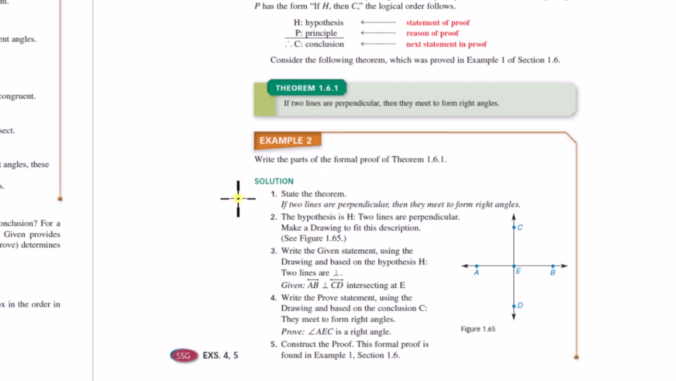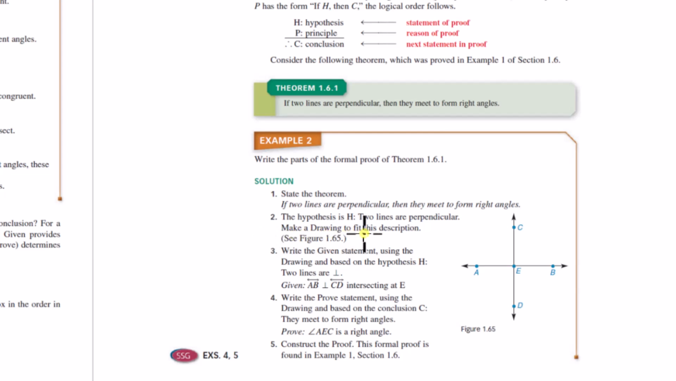There were 5 essential parts of the formal proof of a theorem. So you first state the theorem: if two lines are perpendicular, then they meet to form right angles. Now the hypothesis is that two lines are perpendicular. And in these next 2 parts, it's a combination of the hypothesis and the drawing and the given.